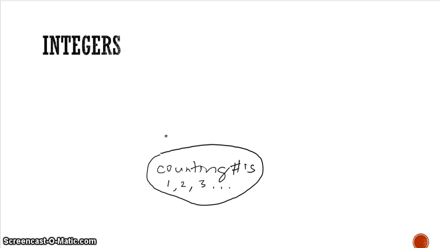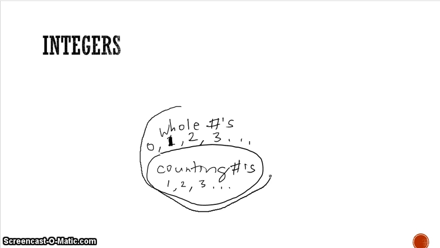The next level out was the whole numbers. The whole numbers were the same as counting numbers, but they also included 0. So 0, 1, 2, 3, and so forth. The whole numbers within themselves include the counting numbers. You see how 1, 2, 3 is in the whole numbers also, but whole numbers also have 0.